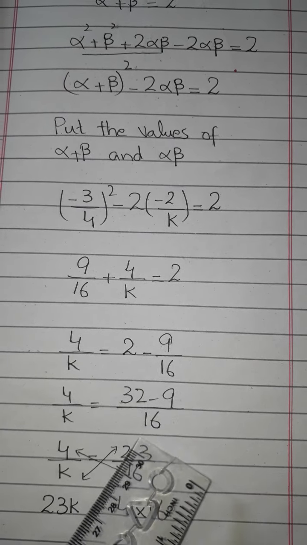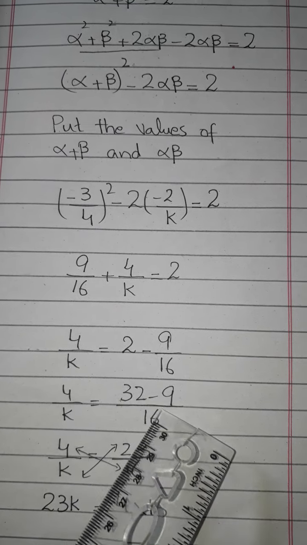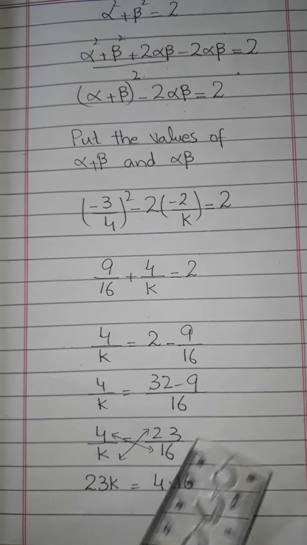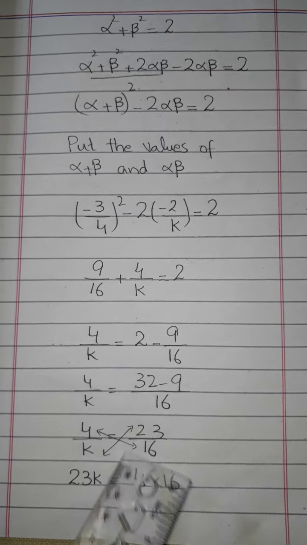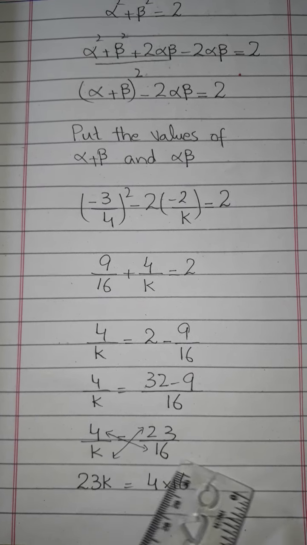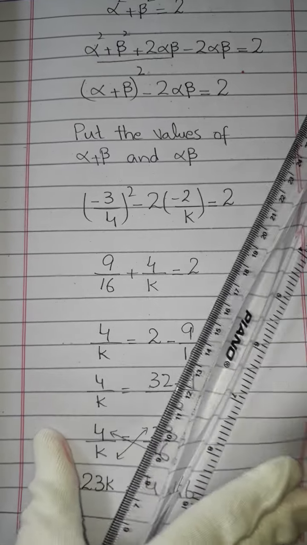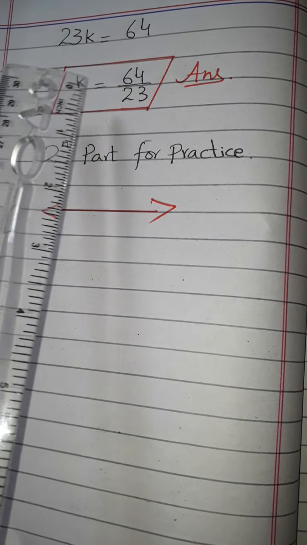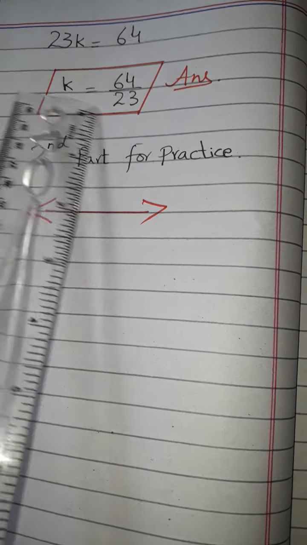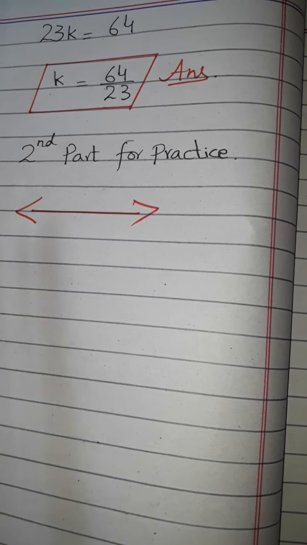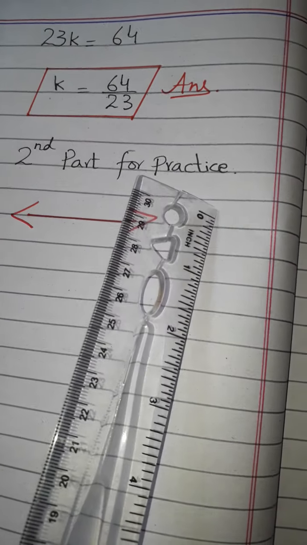Here take LCM. We get 32 minus 9 by 16. 4 by k is equal to 32 minus 9, 23 by 16. After cross multiplication, 23k is equal to 4 multiply 16, which is equal to 64, and k is equal to 64 by 23. 23 shift to the other side, it will become the denominator. And second part for practice.